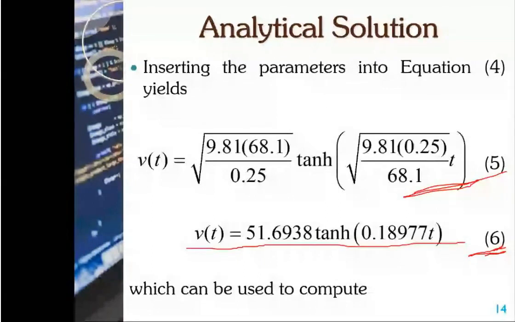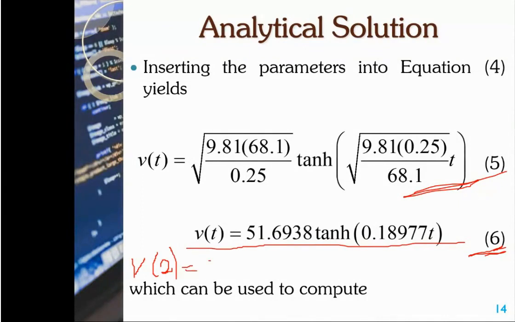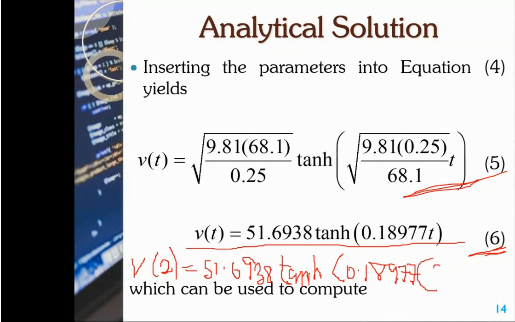So it means that for us to get the velocity of this jumper at any given time, let's say at 2 seconds, velocity at time 2 seconds will be equal to 51.693 then tan of 0.1897. And remember, we are looking at time of what, 2 seconds.